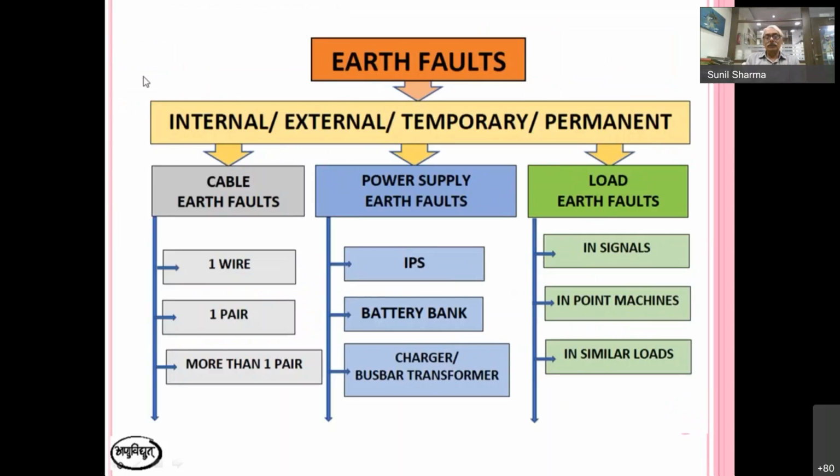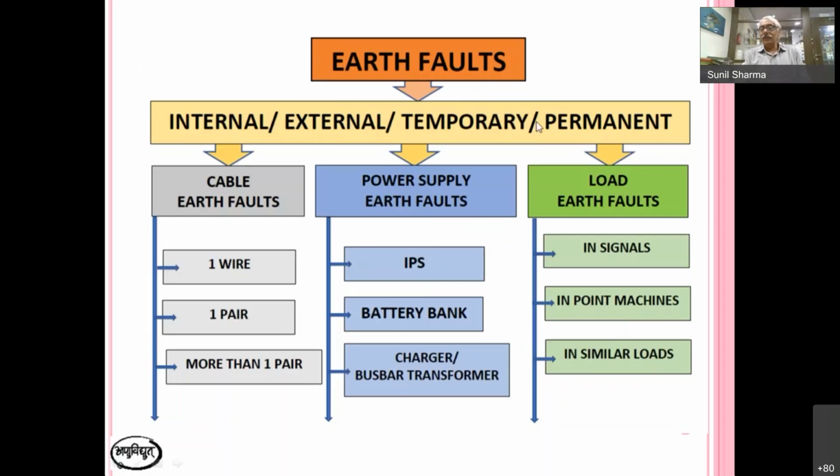Now I have also discussed some faults, especially earth fault. How many types of earth fault come? We can define earth fault first as internal and external. Internal means before the CT rack, even power supply to CT rack comes under internal, and CT rack to load comes under external, because we want to localize where the leakage is. So these two or three categories are necessary.